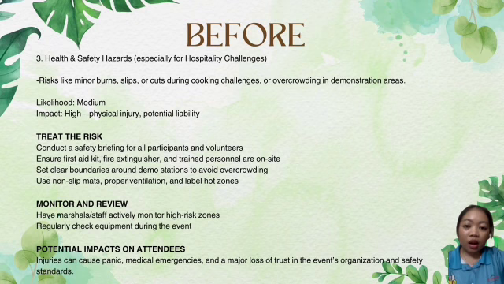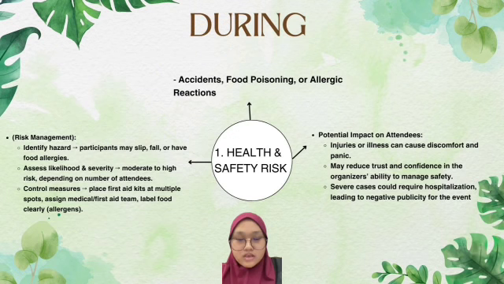We will also set clear boundaries around demonstrations, use non-slip mats, and label hot zones for safety. For monitoring, marshals will oversee high-risk areas and equipment will be regularly checked. If this risk is not managed, it could lead to injuries, panic, and a loss of trust in the event's safety standards.